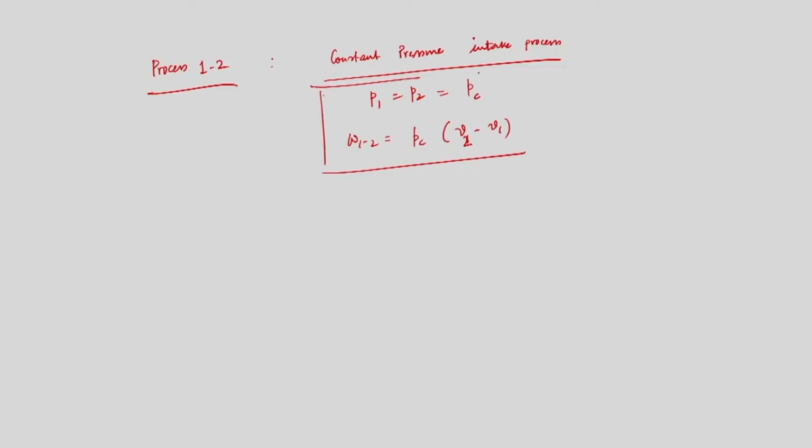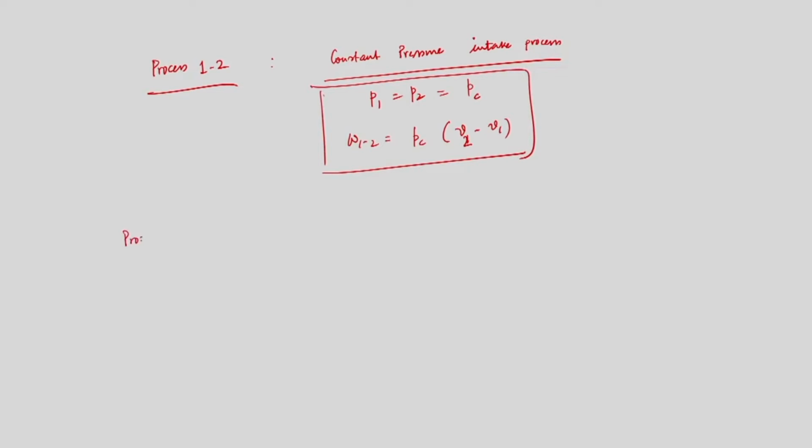So, process 1 to 2, if you can recall, is the constant pressure intake process. So P1 is equal to P2, that is, P constant, and W1 to 2 will be equal to PC into V2 minus V1. So, this is for process 1.